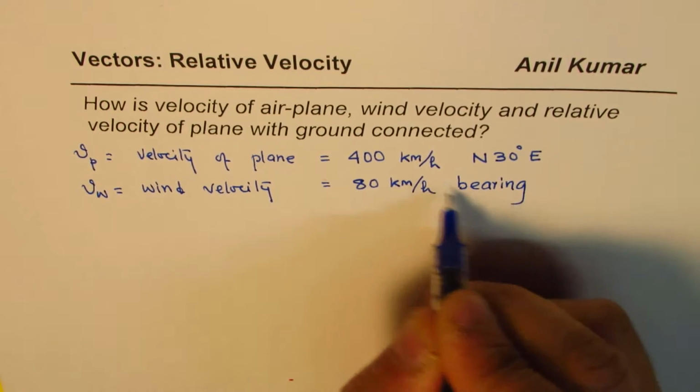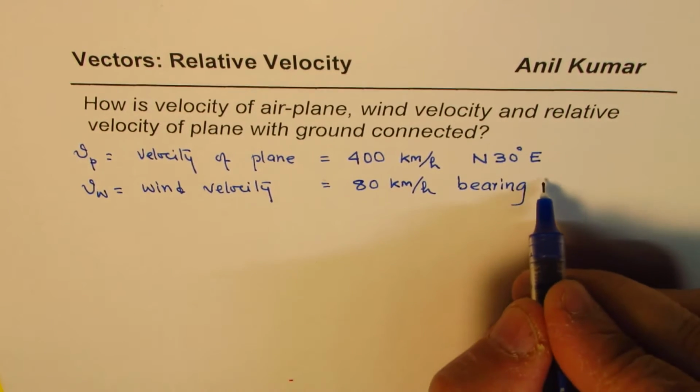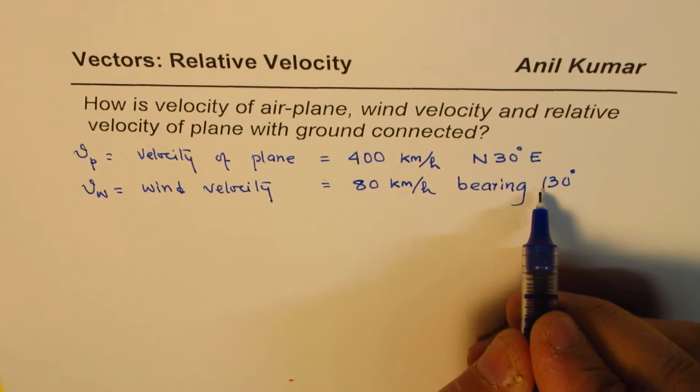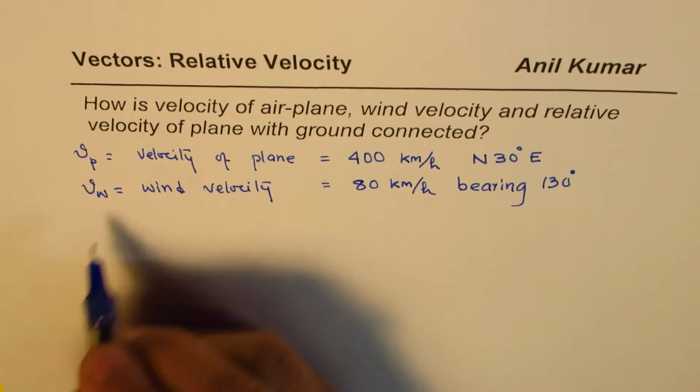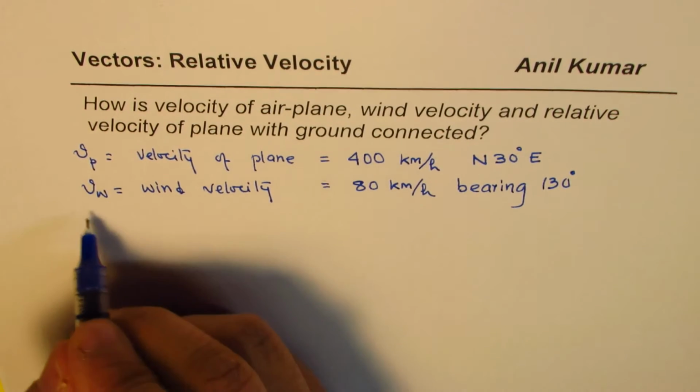So you could also represent angles in terms of bearing, and normally whenever you're working with navigations, you normally use bearing angles. They should be written always in three places, right? And these are from north, correct? And the question here is to find the ground velocity.